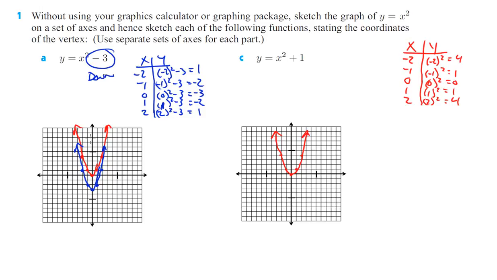So the easy way to do this, instead of making the t-chart, is just to take this whole graph and say it's x squared, but then we subtract 3 from all the y's. So that means you're just going to move the whole graph down 3.